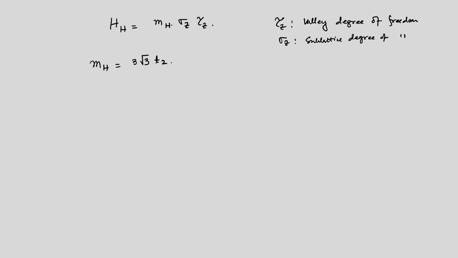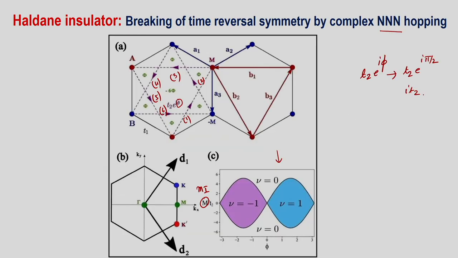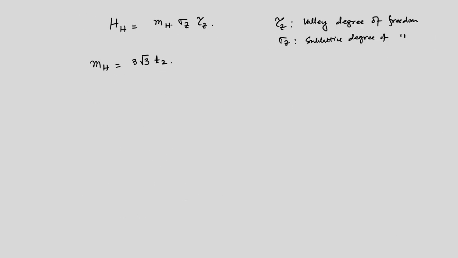So, just to understand what this MH or the Haldane term is, just like in the Semenov case you got an MI, here you get an MH, which is the Haldane mass, and that depends on the second neighbor hopping amplitude T2. And it has of course different signs at the different sublattices, which means at one sublattice it is equal to plus 3 root 3 T2, and at the other sublattice it becomes equal to minus 3 root 3 T2, and so on.